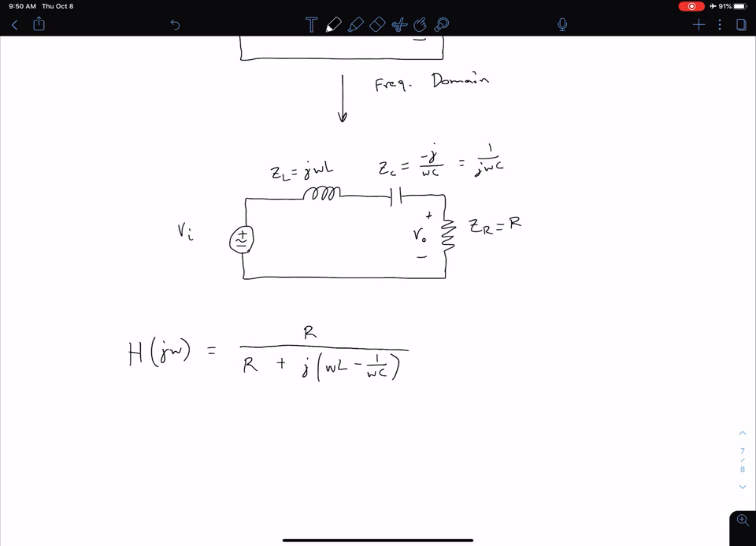So we get something that looks like that, and again, I'm going to make my numerator 1 so it's a little more convenient later on. So I can say this is 1, divided by R in the denominator, I have now 1 plus j times omega L over R minus 1 over omega RC. So we get that expression there. So let me close that to be consistent with the notes.